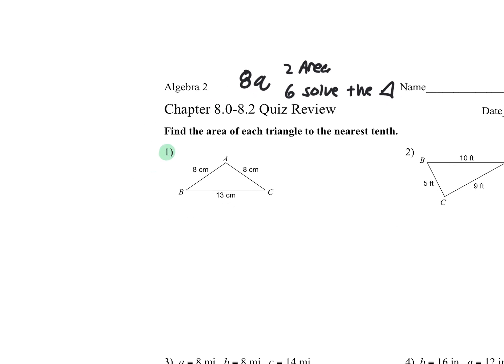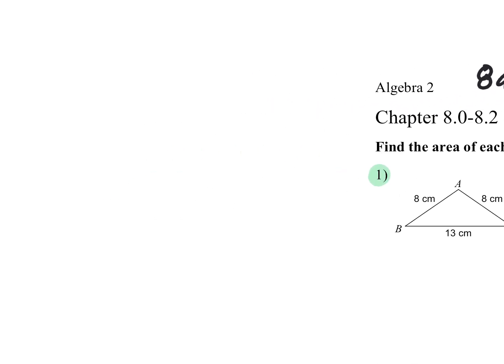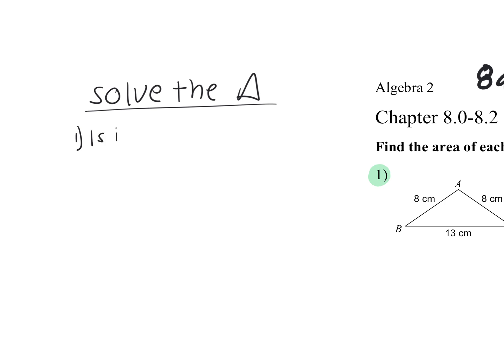The only tricky thing about this quiz is that the questions that say solve are just going to say solve the triangle. It's not going to say use law of sines. It's not going to say solve the right triangle. It's just going to say solve the triangle. So to solve the triangle, a couple things you want to keep in mind. The first thing you want to ask is, is it a right triangle?